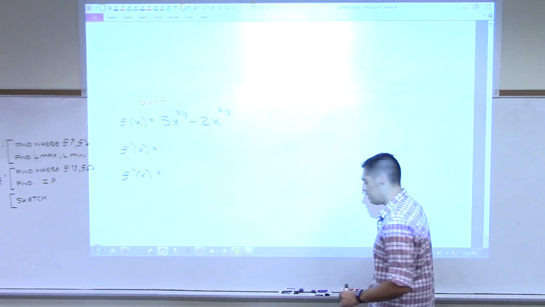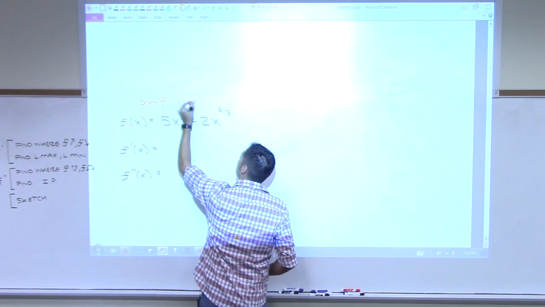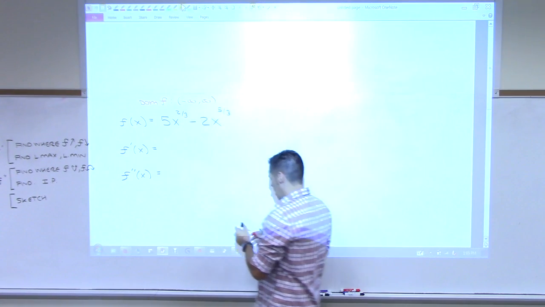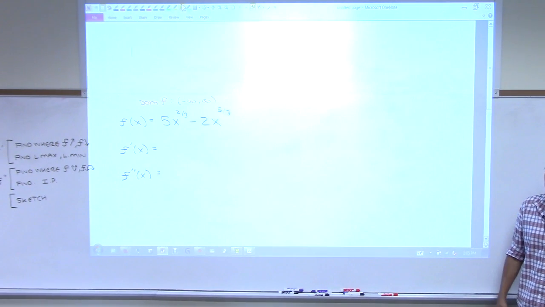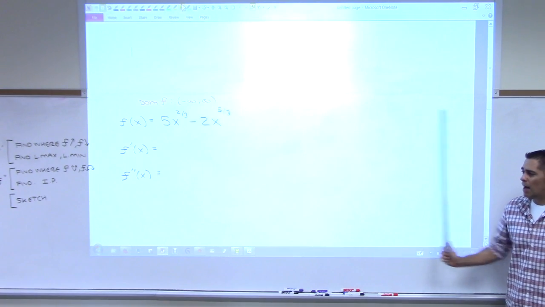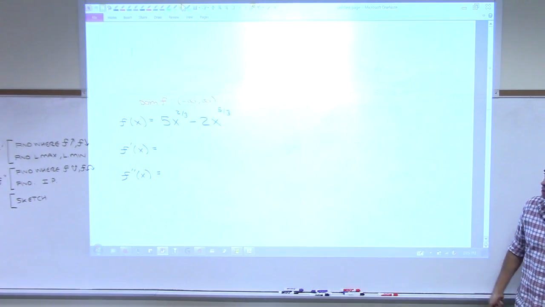Y'all fine with that idea? But we need to consider it. So the domain is all real numbers. I put negative infinity to infinity, and that just means all numbers are on the table here. If we graph this function, it should go out to the left and to the right forever, and we're going to see what it looks like in the middle.